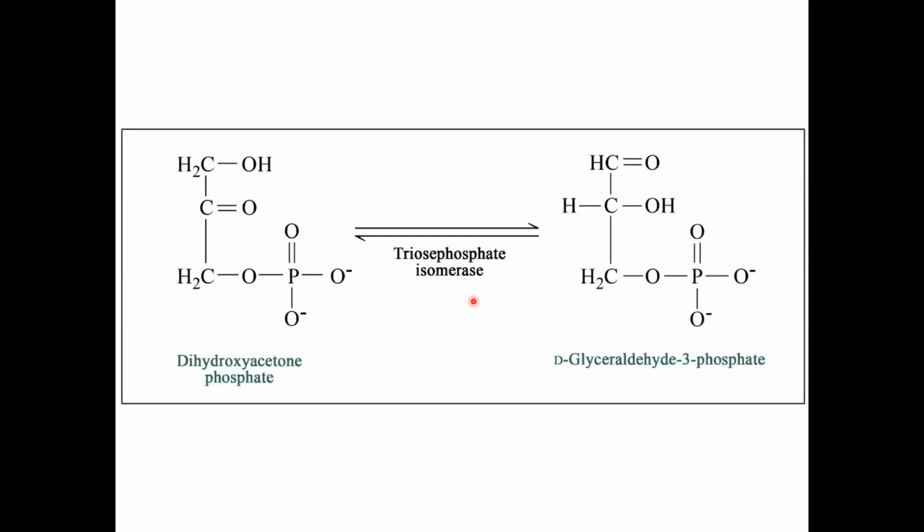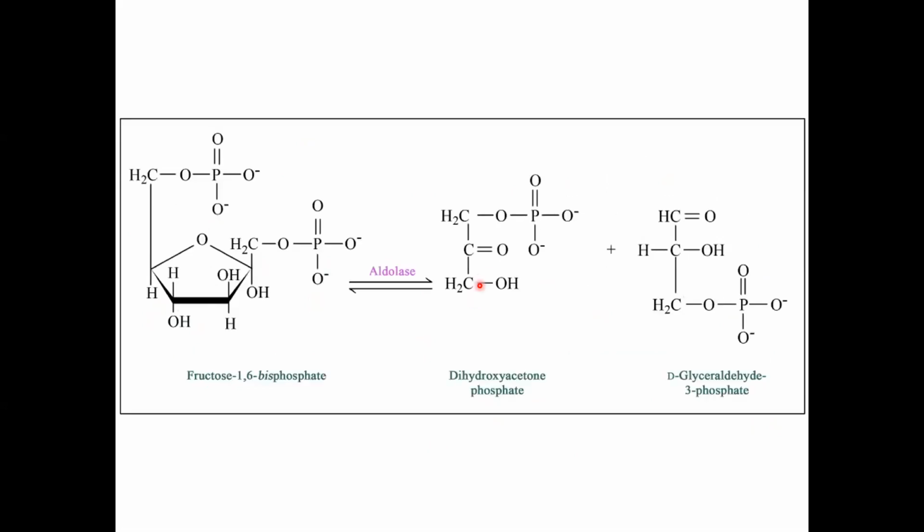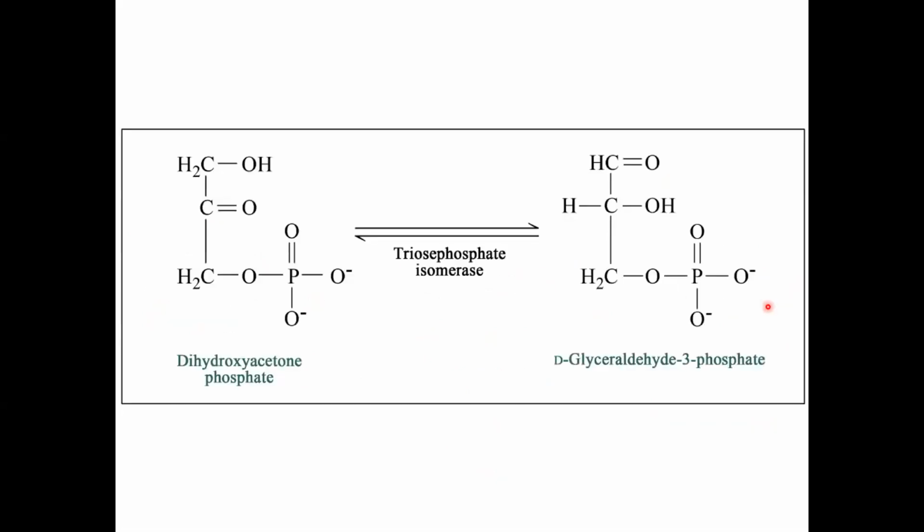Okay, so now moving on to our next reaction. So here, as we saw, we had a DHAP and a G3P that are formed, 2 3-carbon molecules. And now essentially this DHAP is going to undergo isomerization and become a G3P as well. So here we undergo isomerization and you get another G3P.